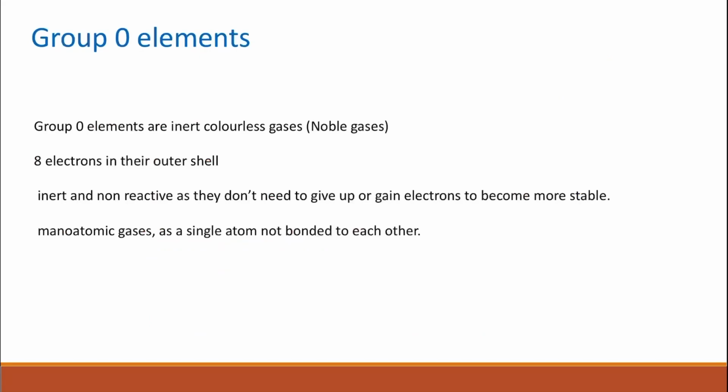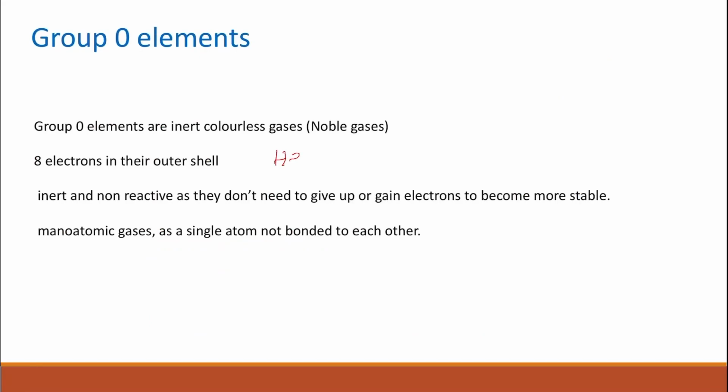All of these elements, because we know that one group has different elements which have similar properties, because they have the same electronic structure for their outer shell, they have similar properties. Their properties are that they are all inert colorless gases. They are called noble gases.